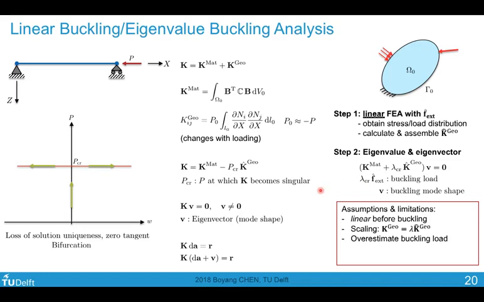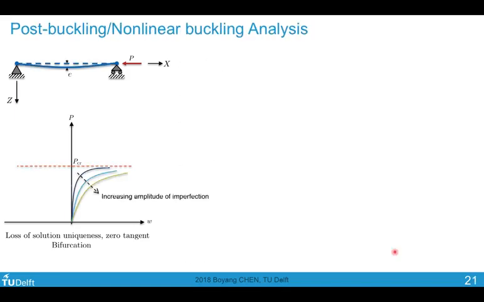The limitations are that this method often overestimates the buckling load because we are performing a linear FEA. There are no nonlinearities considered. The geometry and material are usually considered to be perfect. And we obtain the mode shape, but we do not obtain the actual amplitude of the deformation. And of course, since we don't know the amplitude of deformation, we cannot do any realistic stress analysis based on these results. So if we want to get a more accurate estimation of the buckling load and do a realistic stress or damage and failure analysis of the structure, then we need to perform a nonlinear or post-buckling analysis.